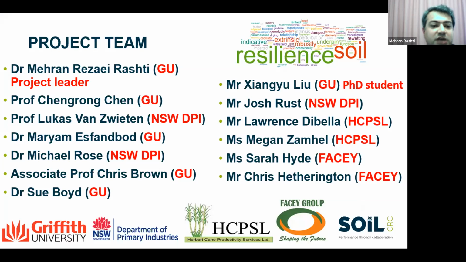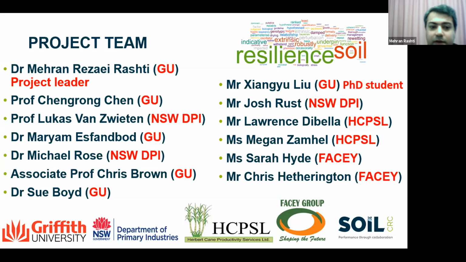To do this, we try to put a good team together. These teams are from Griffith University. We have Professor Chen and Mariam. From New South Wales DPI, we work with Professor Lucas van Zuiten and Dr. Mike Rose. And also different farming systems from the areas from North Queensland and Western Australia. The areas dealing with compaction, like the areas on Herbert, leading with Lawrence DiBella, Herbert Kent Productivity Services, and the areas that mainly have problems with drought, like Western Australia, FACEIT groups, led by Mrs. Sarah Hyde.